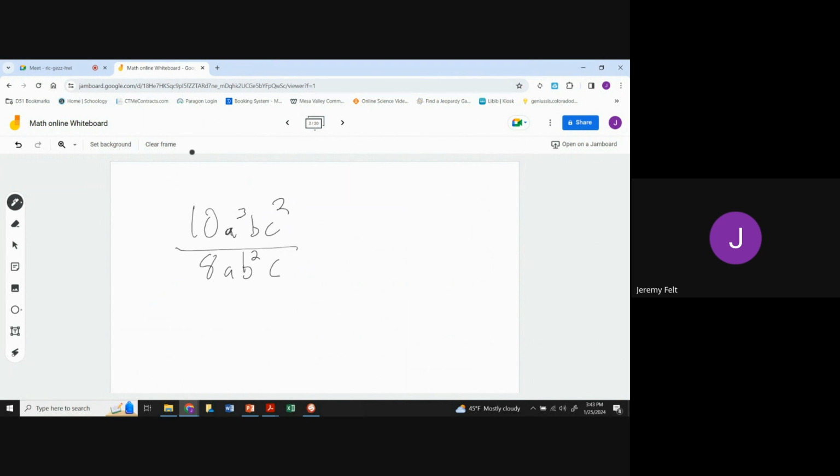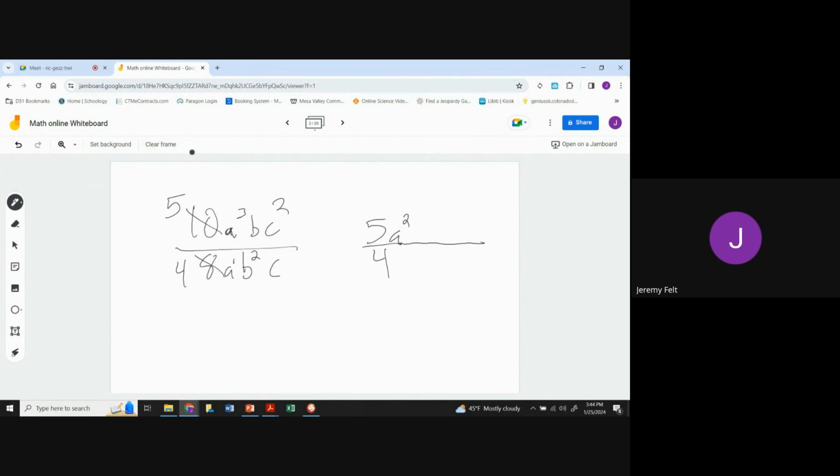So 10 divided by 8, well, 2 goes into both of those, so we can factor out at least a 2, so 5 over 4. A cubed, A times A times A over A, one of those are going to cancel out. We can say 3 minus 1 is 2, so 5 over 4, A to the power of 2.